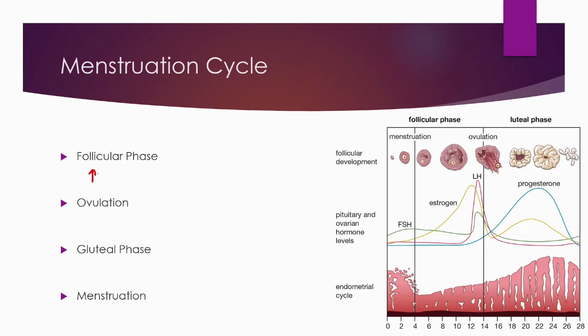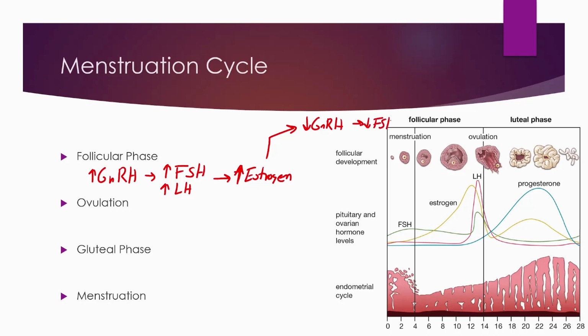So the increase in GnRH will cause an increase in FSH and LH, which will then cause an increase in estrogen, which then serves as a negative feedback loop, decreasing GnRH, which then leads to a decrease in FSH and a decrease in LH. Follicle stimulating hormone and luteinizing hormone. I'll be covering the specifics of those in a later video about the endocrine system.